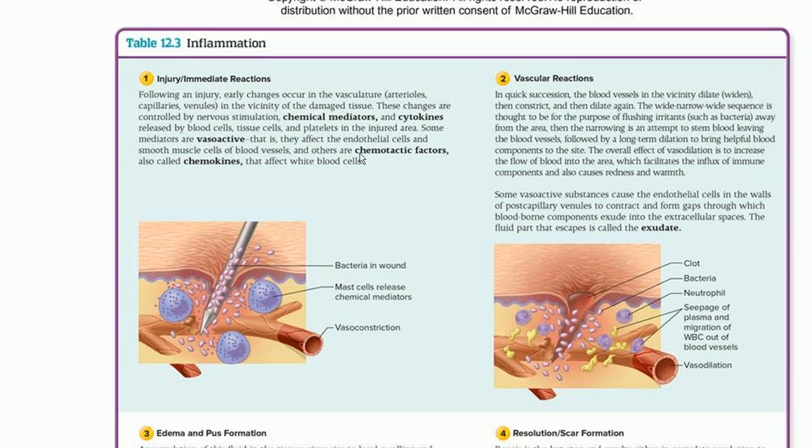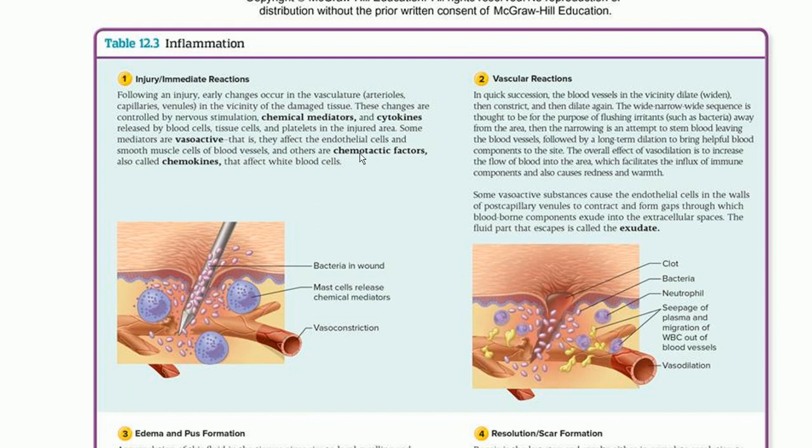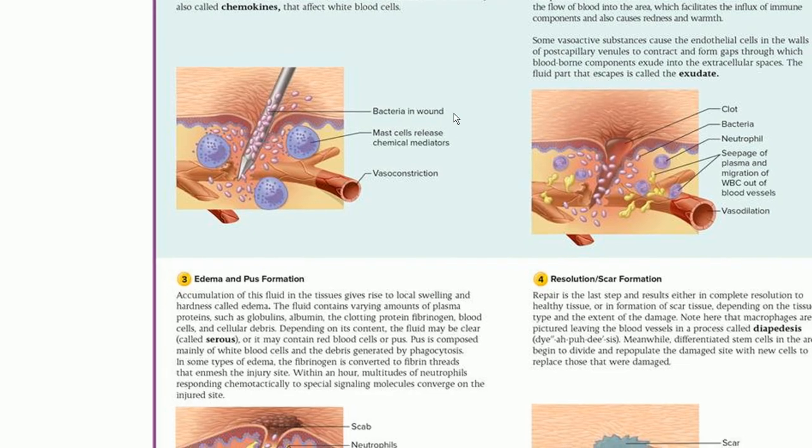Then after that, there are some vascular reactions which take place. In quick succession, the blood vessels in the vicinity dilate, they widen, and then constrict, and then dilate again. The narrow, wide sequence is thought to be for the purpose of flushing irritants such as bacteria away from the area. So that's why they relax and constrict. And then there is edema, an accumulation of water, and pus formation in that area. And eventually is the repair. Repair is the last step.